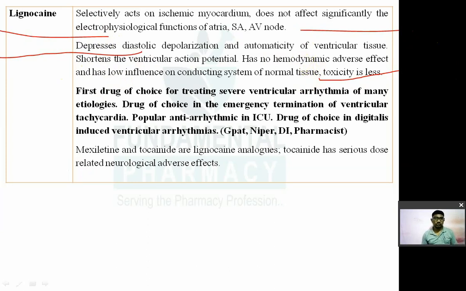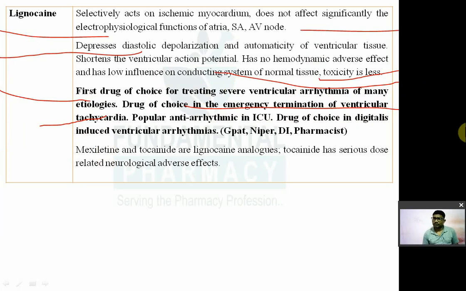Remember, a question has come on this at least 3-4 times, on everything written on the board. It is the first drug of choice for treating severe ventricular arrhythmia of many etiologies. So for severe ventricular arrhythmia, which is the first line drug? Lignocaine or lidocaine. It is also the drug of choice in the emergency termination of ventricular tachycardia.